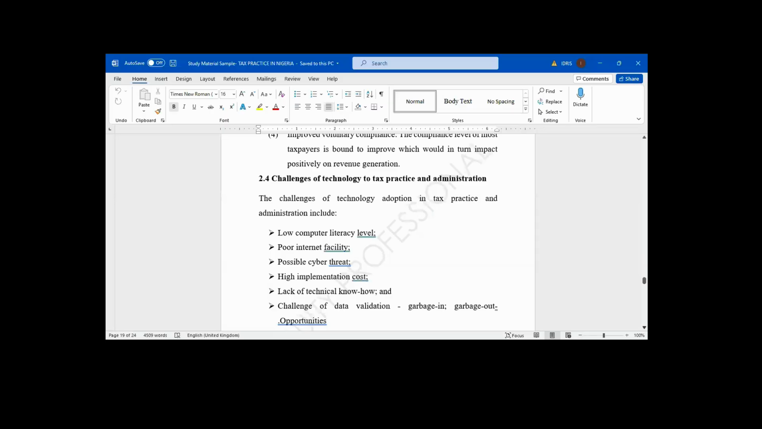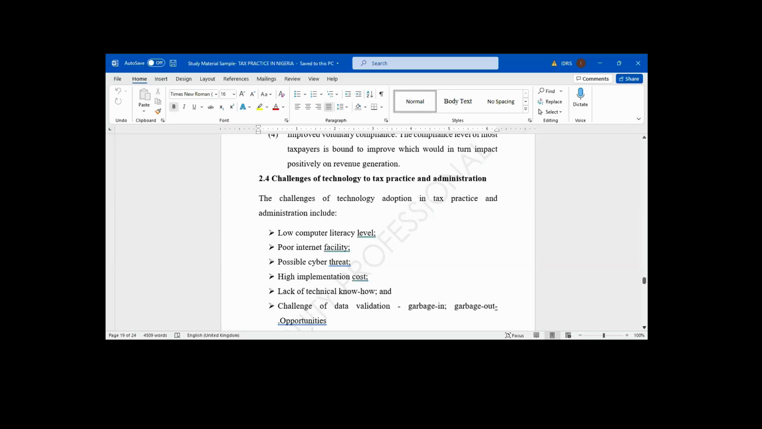So FIRS needs to do a lot of work on what is called data protection. They need to protect taxpayer data on their cloud and in their Tax Promax. Because if these hackers penetrate their cloud, they can get more information about some of the taxpayers, and they can use the information for fraudulent activities.